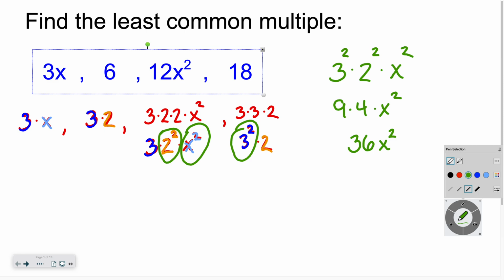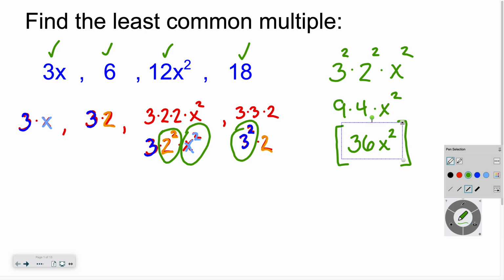So we're looking for the smallest, so that's 36x squared right now. This is the smallest term that all of these will divide into evenly, okay? 18 will divide into 36x squared. 18 is a factor of 36x squared. 12x squared, 12 is a factor of 36, x squared is a factor of x squared. 6 is a factor of 36. 3x is a factor of 36x squared, okay?